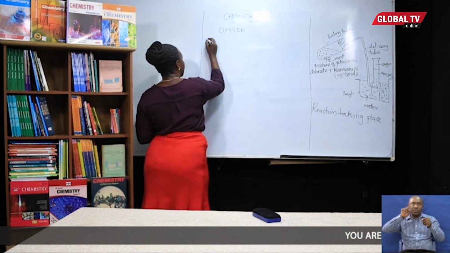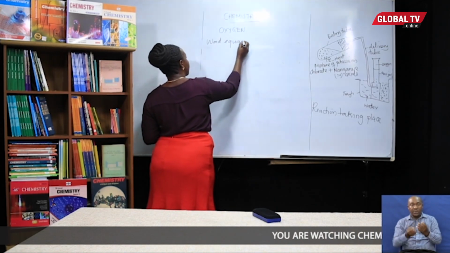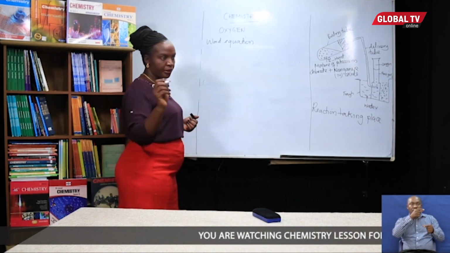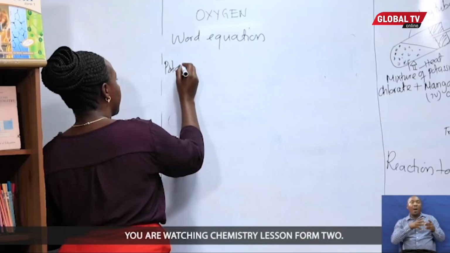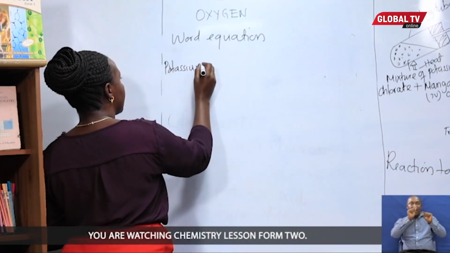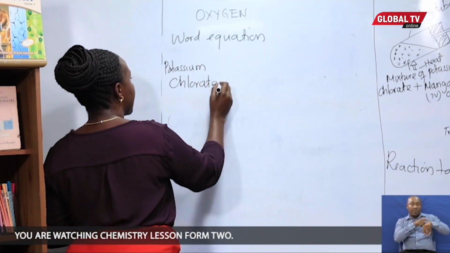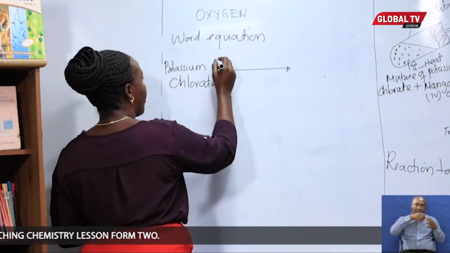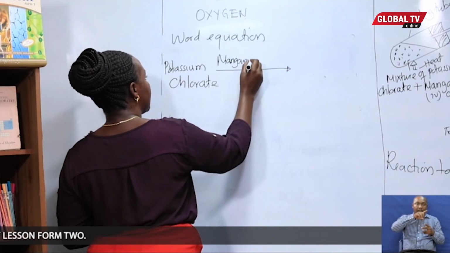So we have what we call a word equation. We must know how to write a word equation, and it must be written in words. Therefore, this is potassium chlorate. This potassium chlorate will decompose in the presence of manganese dioxide. So everything must be written in words.